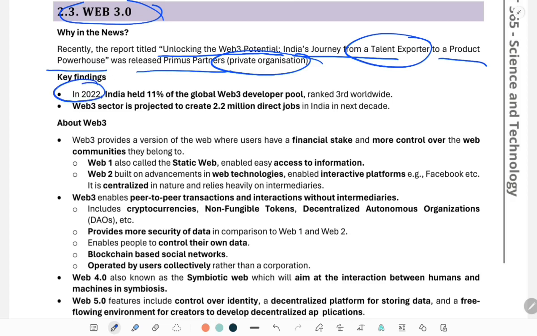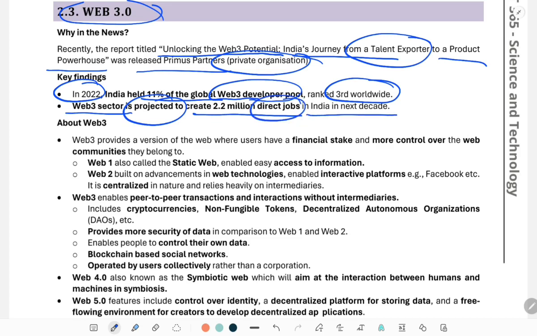In 2022, India ranked third worldwide. India held 11% of the global Web3 developer pool, and the Web3 sector is projected to create 2.2 million direct jobs in India in the next decade.